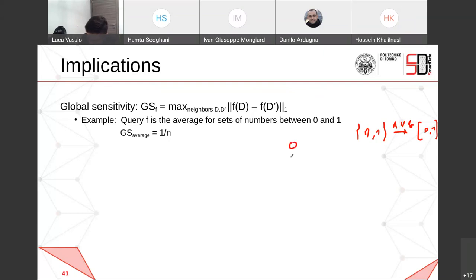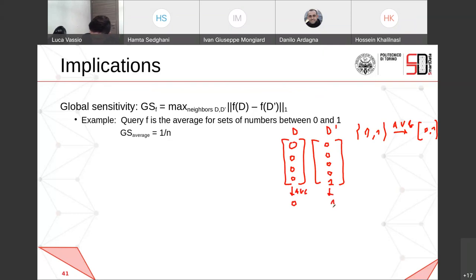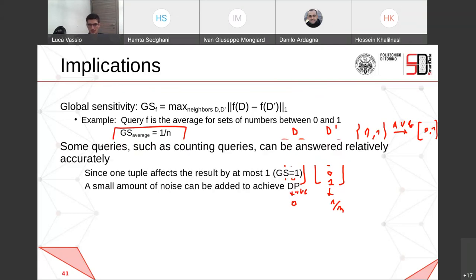If we have all zeros in D, and we have all zeros but a one in D prime. This is the worst case because the average here is zero, and in this case is 1 over n, where n is 5 in this case. And so the maximum possible is 1 over n. So we can see that the global sensitivity of the average is 1 over n. This is just a sketch of the proof, of course.